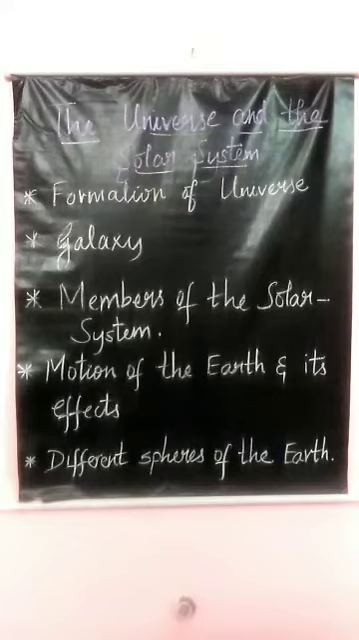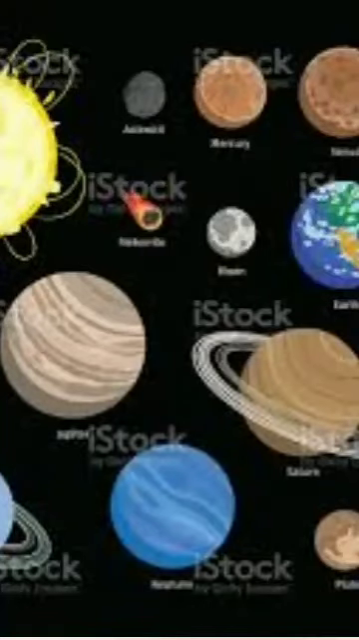Which is the center of the solar system? Yes, very correct. The sun is the center of the solar system. How many planets are there in the solar system? There are 8 planets in the solar system. Children, can you name the 8 planets? Mercury, Venus, Earth, Mars, Jupiter, Saturn, Uranus and Neptune.